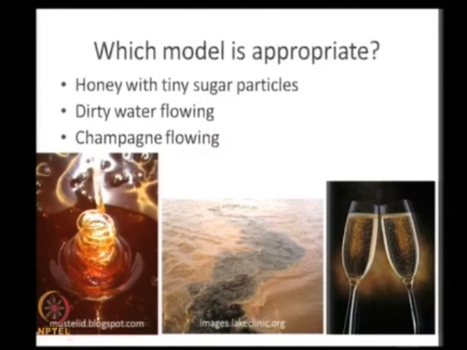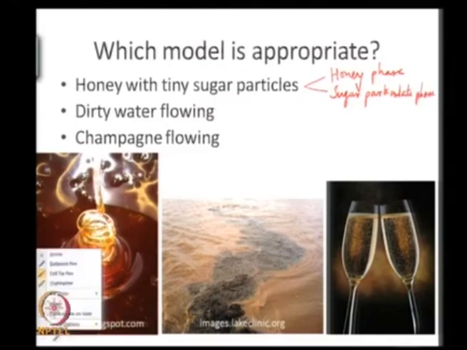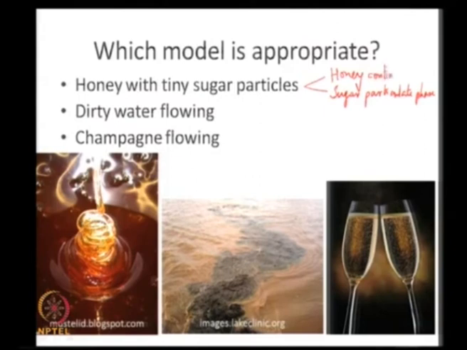The first one I want to consider is the flow of honey out of a bottle with tiny sugar particles embedded in it. If I treat this as comprising 2 phases, honey, which is a continuous phase, and sugar particles, which is what I am calling my particulate phase, then of course my exact model would work.